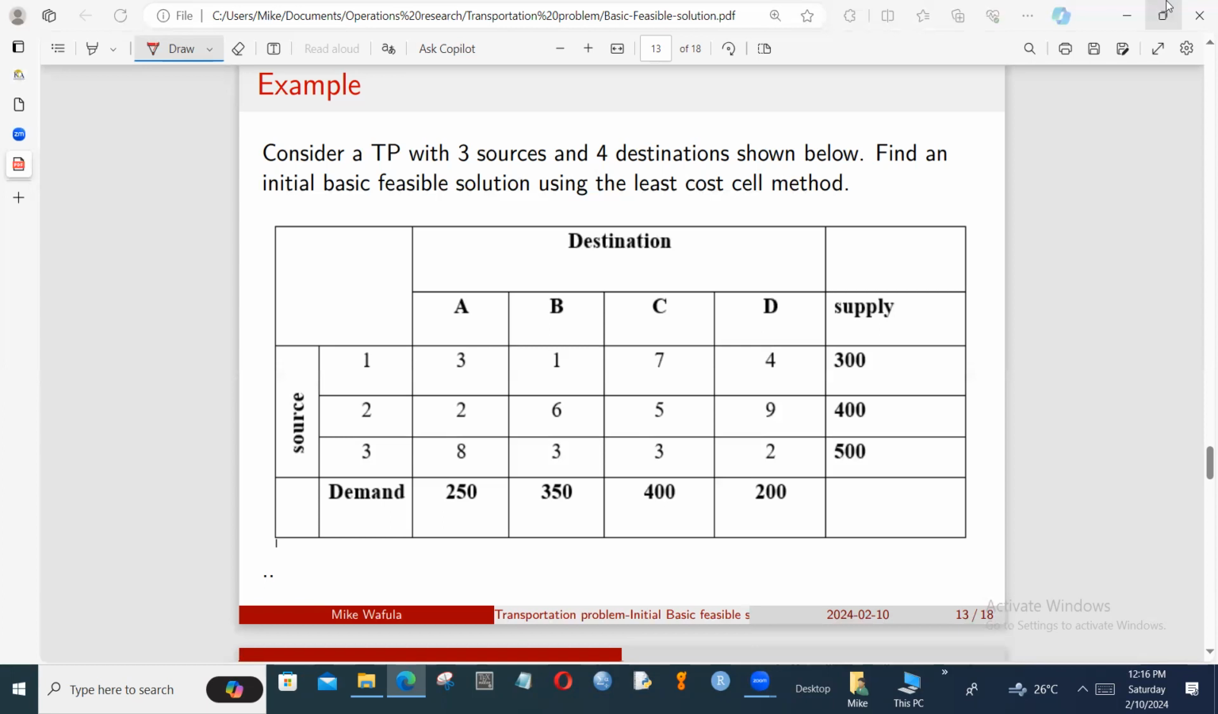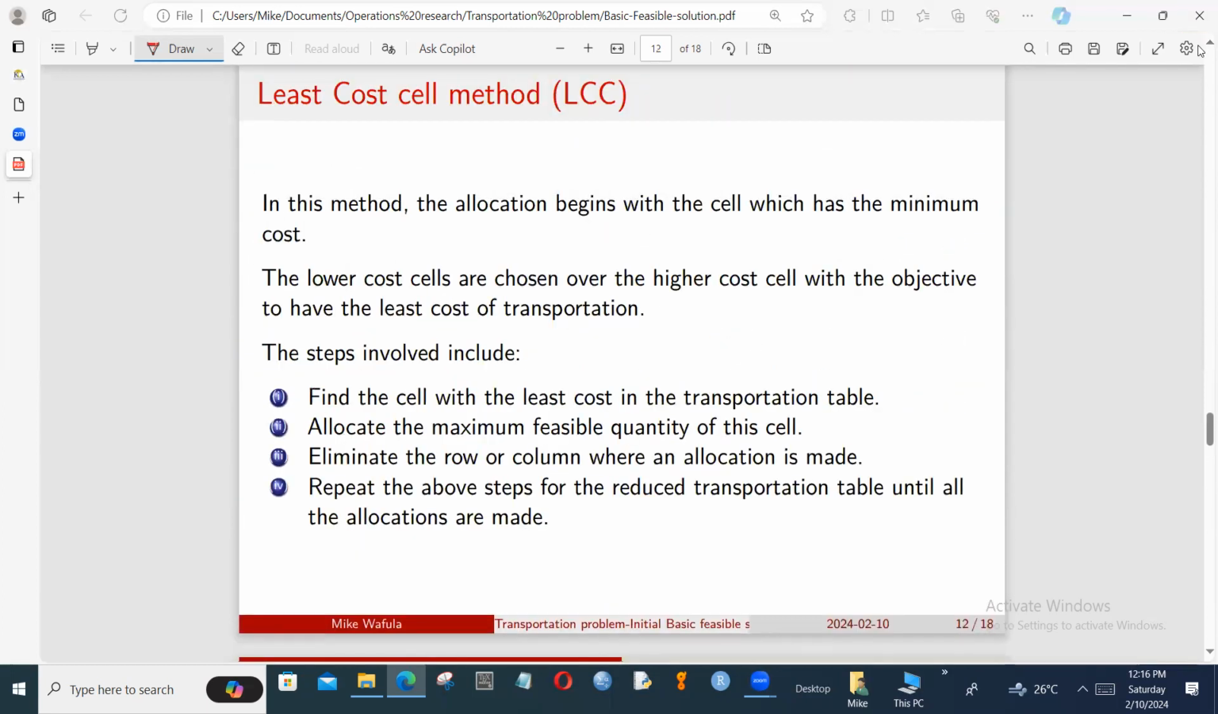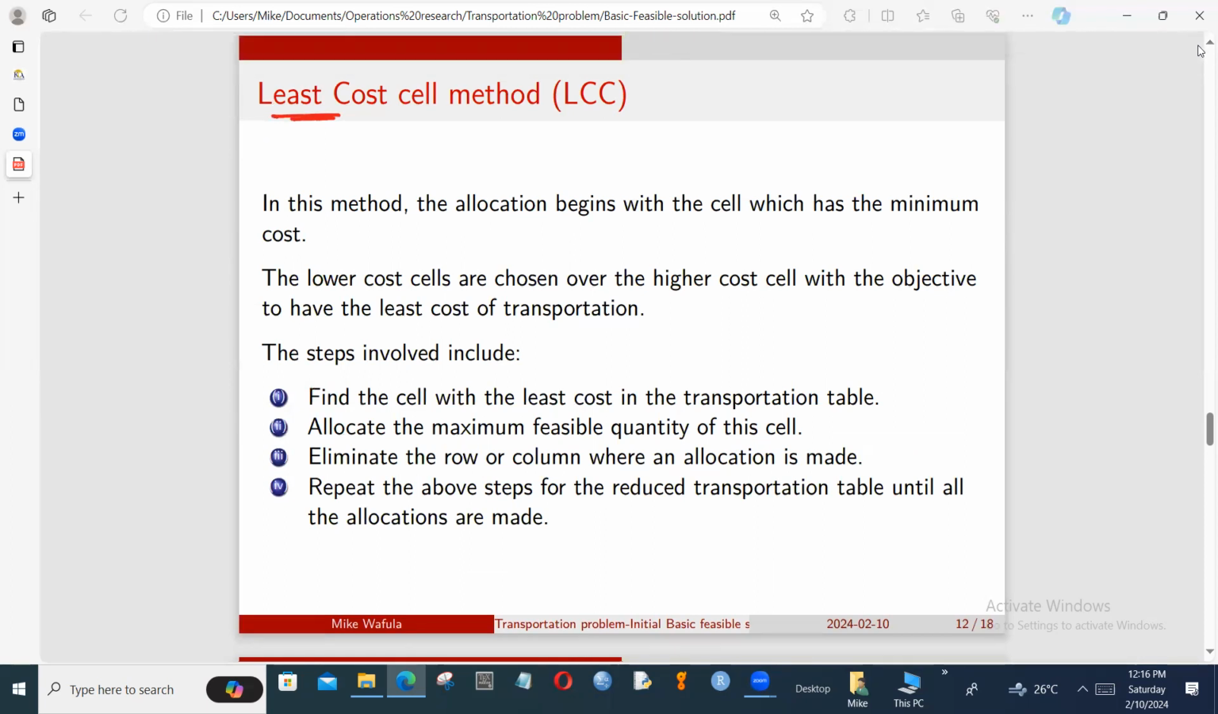Now the least cost cell method, just as the name suggests, we are looking first of all at the cell with the minimum cost of transporting a unit of a product from a source to a destination. You identify among all the cells which one requires the least cost of transporting a single unit. And the lower cost cells are chosen over the higher cost.